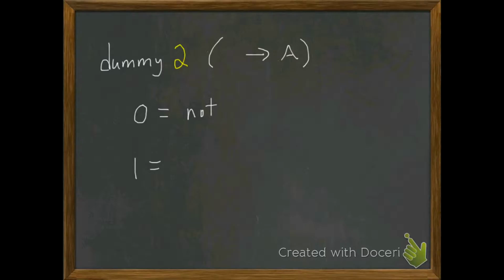Dummy number 2 is going to compare School District C with School District A. So we're going to give it a coding of 0 if we're not C. We're going to give it a coding of 1 if it is C.